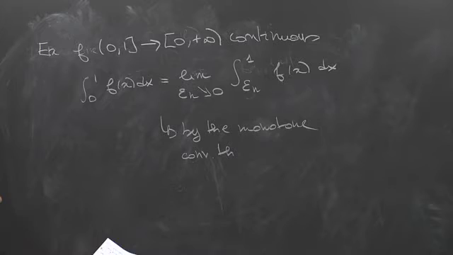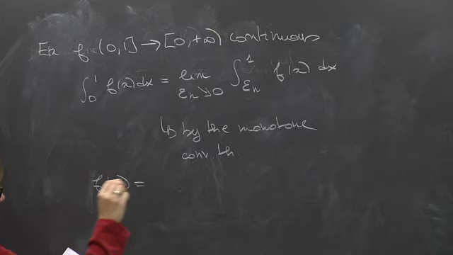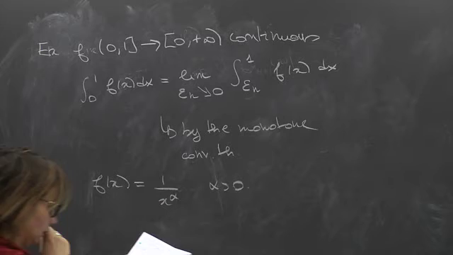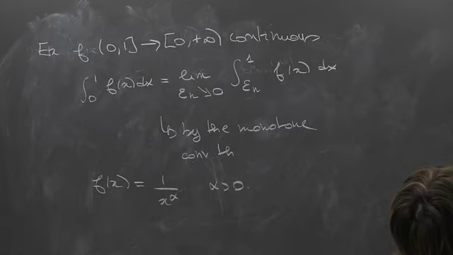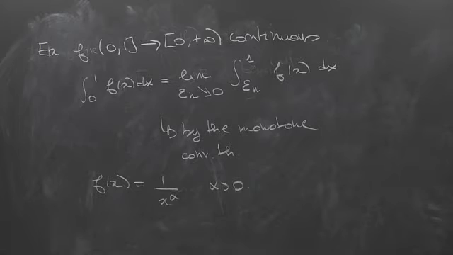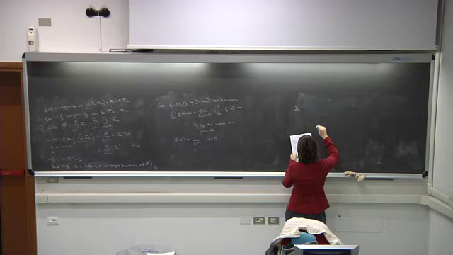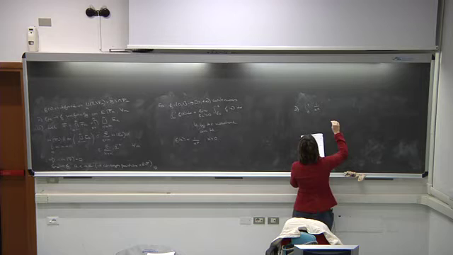Okay, so for instance, we can specify the choice of f. So if you have, for instance, f of x is equal to 1 over x to the alpha, with alpha positive. Okay, so what can we say? We can divide into three cases. So we have the cases when, for instance, we have the integral from epsilon to 1 of 1 over x alpha dx.